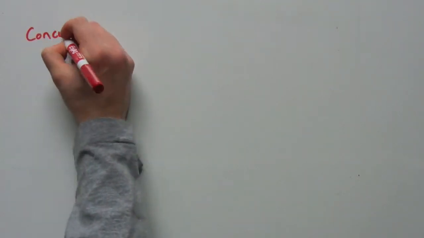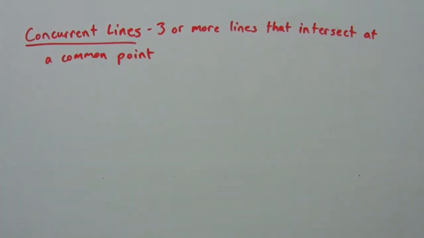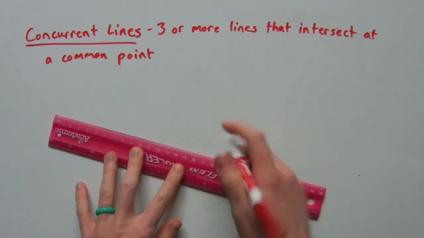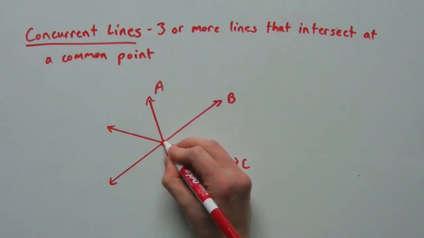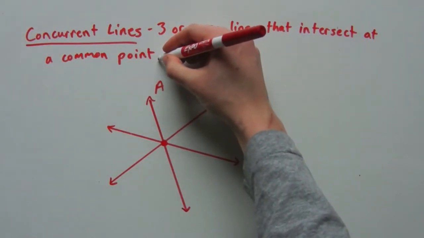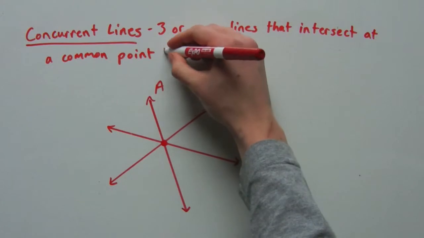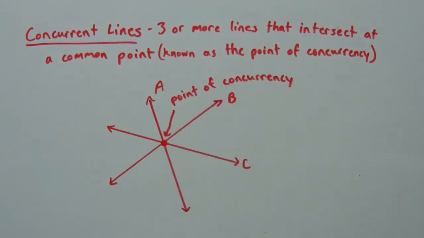We have a new definition, concurrent lines. Concurrent lines are three or more lines that intersect at a common point. Here I've drawn three different lines, and they all intersect at this common point. That common point is known as the point of concurrency. So that point where the three lines intersect is the point of concurrency.